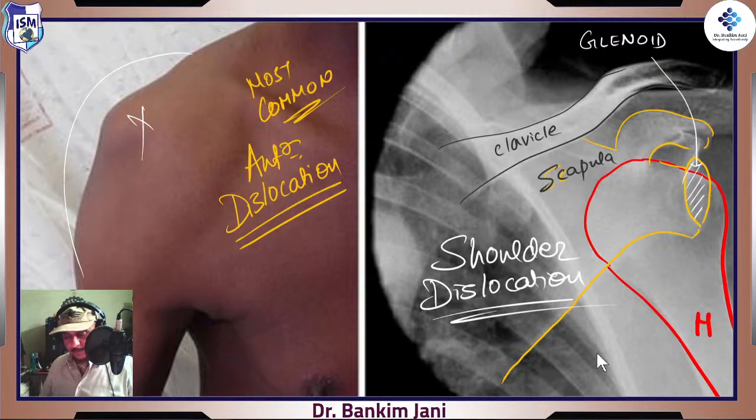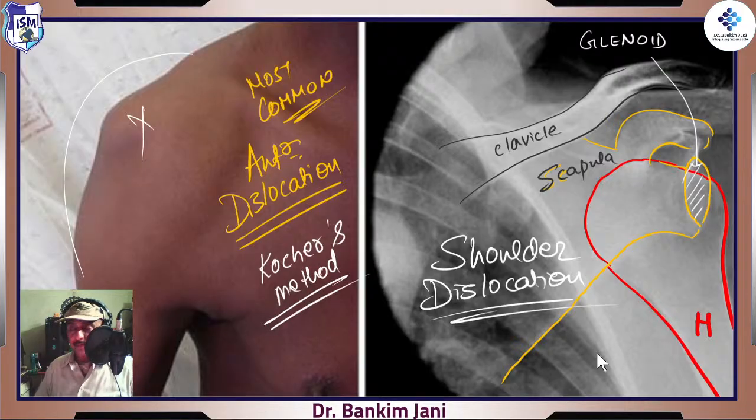Now, how will you reduce it? So nothing has been damaged. It is over there, but that shoulder has been dislocated from that glenoidal cavity. This is what is called the Kocher's method.